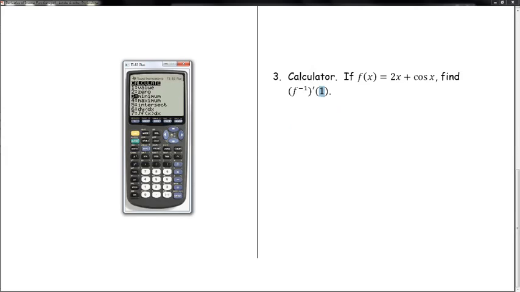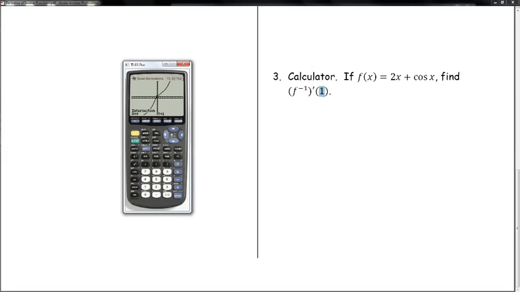We're going to go down to 5 for intersection. First curve, hit enter. Second curve, hit enter. Does it want me to guess? Sure, why not. And it gives me the intersection at x is equal to 0. So I know what x is supposed to be. X is supposed to be 0, and it gave me this y of 1. So the x-coordinate that I want is going to be 0.